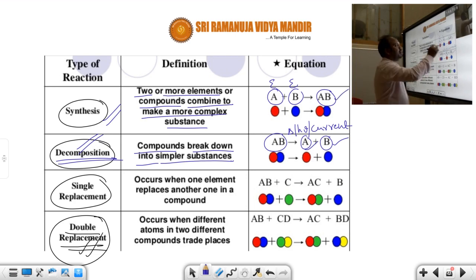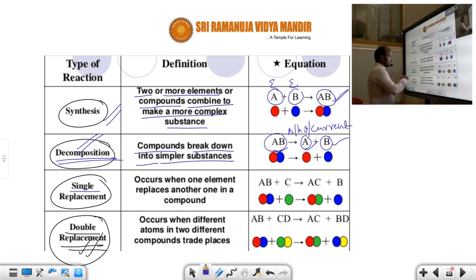In the combination reaction, what will be formed? A plus B combine, and AB will be formed. In the decomposition reaction, what will happen? AB splits up into A and B. So a compound breaking down into two or more simpler substances is called a decomposition reaction.